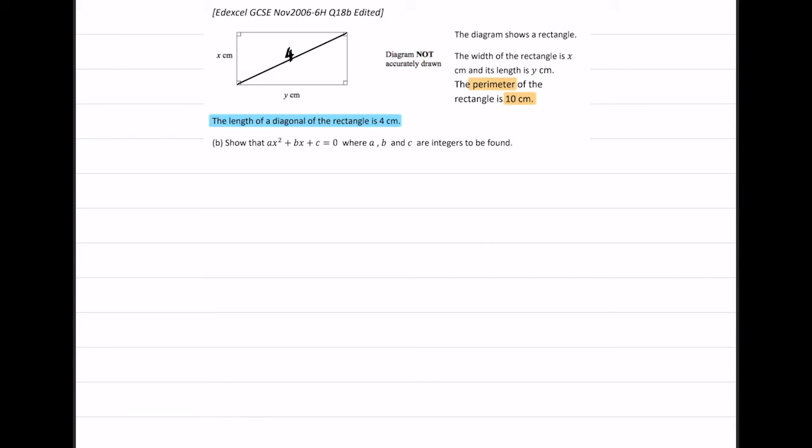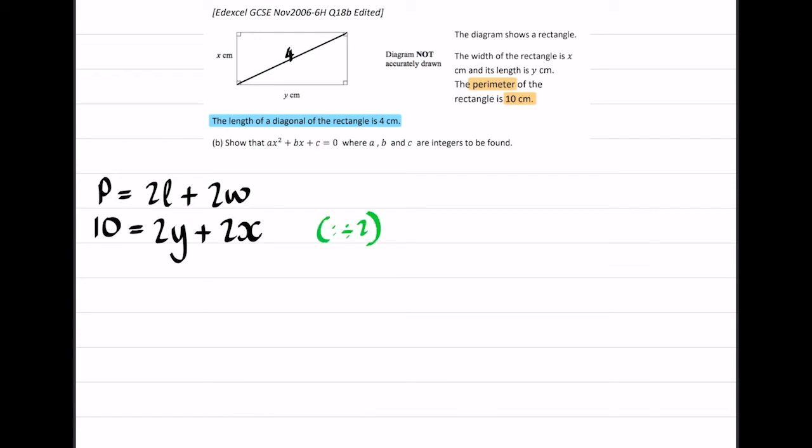So if we start with our perimeter, the perimeter of a rectangle is equal to 2 times the length plus 2 times the width. So the perimeter they've given us is 10 is equal to 2 times the length, which is y, plus 2 times the width, which is x. So we have 10 equal to 2y plus 2x. We can therefore divide everything by 2. So 10 divided by 2 is 5, equal to 2y divided by 2 is y, plus 2x divided by 2, which is x. So now we have 5 equal to y plus x.